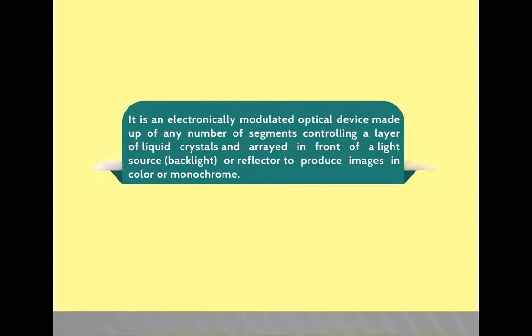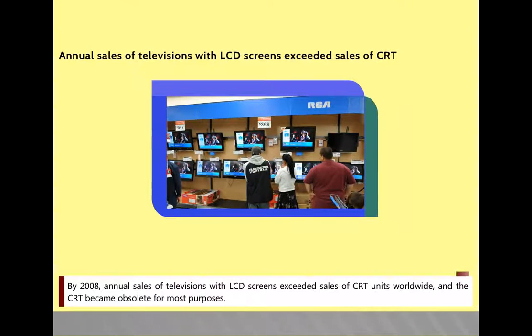It is an electronically modulated optical device made up of any number of segments controlling a layer of liquid crystals and arrayed in front of a light source, that is backlight or reflector, to produce images in color or monochrome. By 2008, annual sales of televisions with LCD screens exceeded sales of CRT units worldwide, and the CRT became obsolete for most purposes.